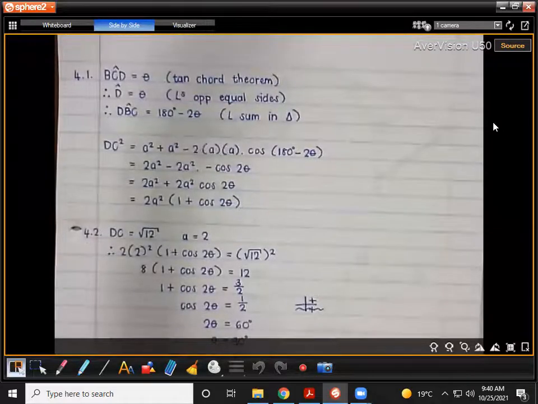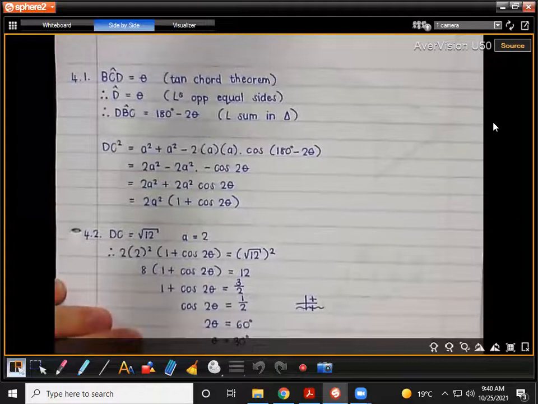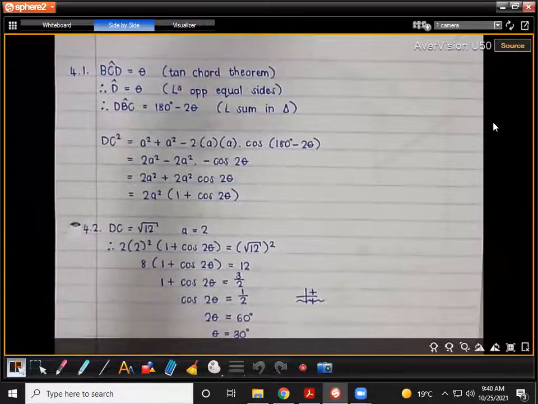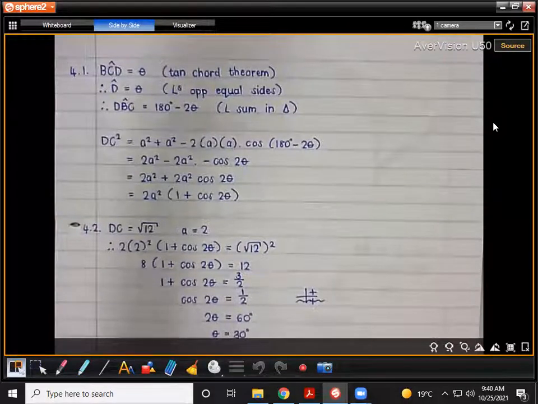Talia, what did you want to say? Okay, Talia? Like in the second part, why is it 1 plus in the bracket? Why is it 1 plus cos 2 theta? Because I used reduction formula there. 180 minus is in quadrant 2, and cos is negative in the second quadrant.